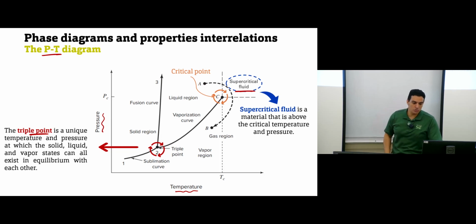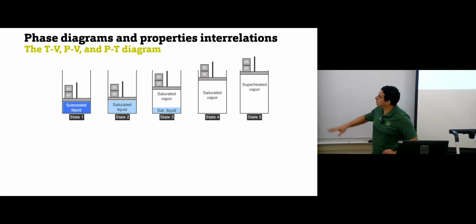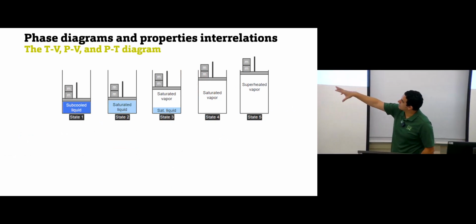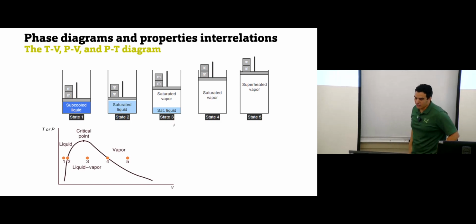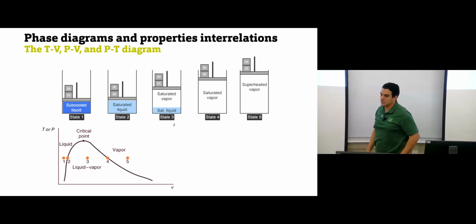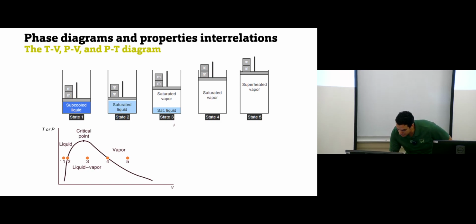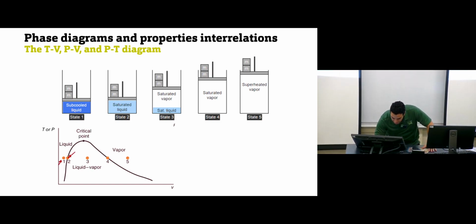If you just need to compare all the diagrams we have explained so far, let's assume I have subcooled liquid, saturated liquid, mixture, then saturated vapor, superheated vapor. If I have a TV or PV diagram, these will be the points we have. Point number 1 represents subcooled liquid. Point number 2 represents saturated liquid. 3, mixture of liquid and vapor. 4 represents saturated vapor. And this one represents superheated.